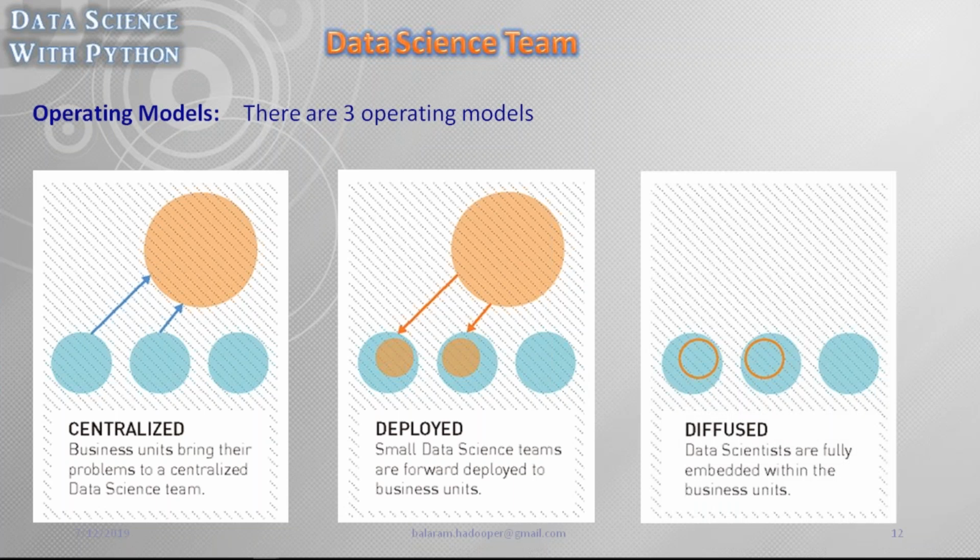And then diffused. There will not be any separate data science team. All the departments should have the data science part. So that is the diffusion. The companies are going for that diffusion model. That's why you should be familiar with data science in future. Otherwise, you will not have any job, right?